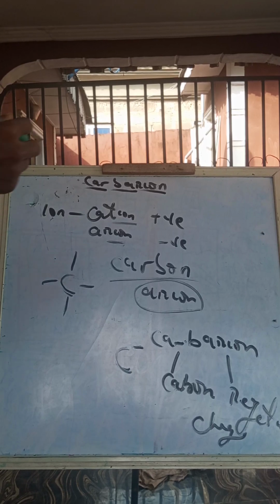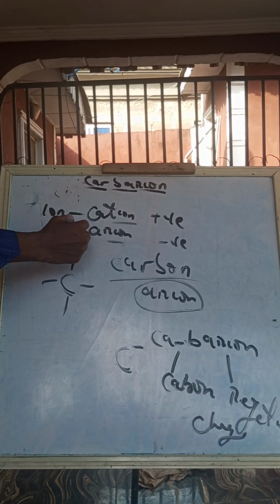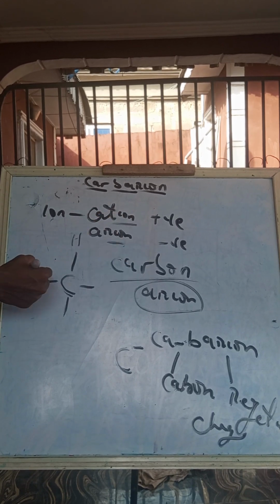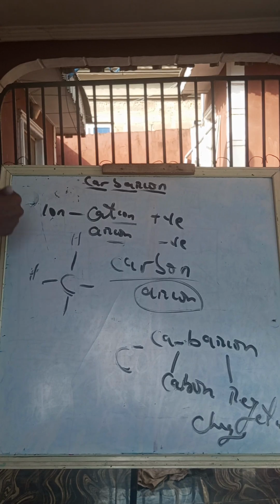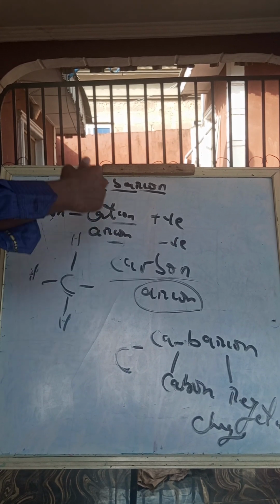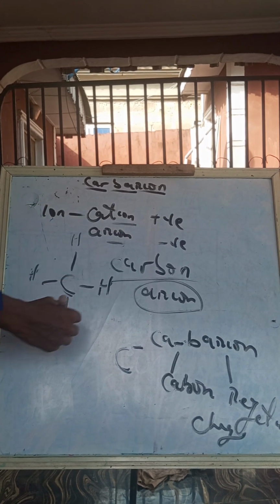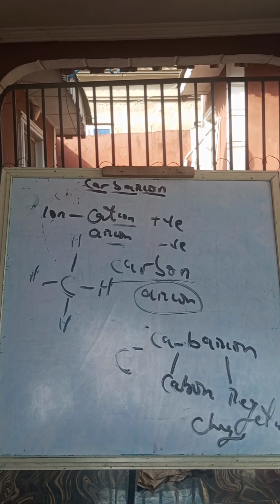Now let's show how we can derive carbanion. Let's use an example. As we all see, carbon is said to be tetravalent, so it has 4 binding sites. To generate a carbanion, the next question is, how are carbanions being generated? How do we form carbanions?